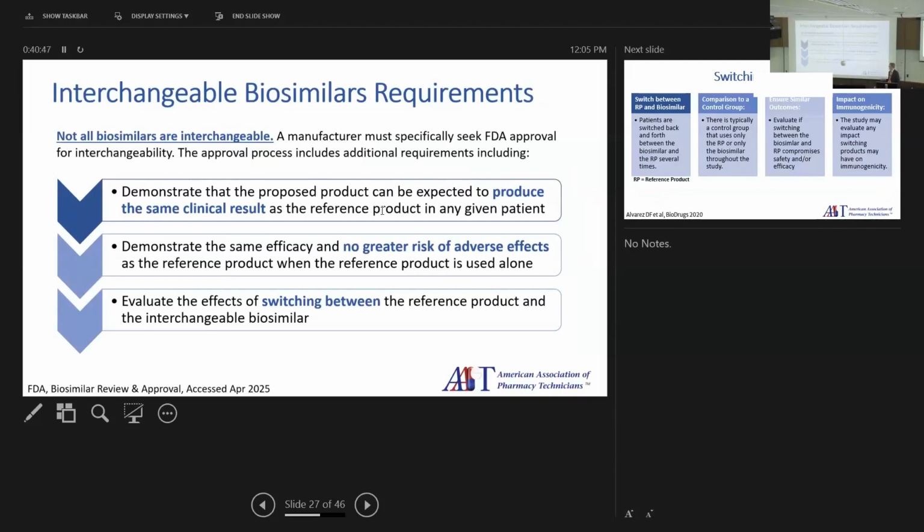They have to evaluate the effects of switching back and forth between the reference product and the interchangeable biosimilar, because they don't want a patient to be changed from their biologic reference product to a biosimilar without notifying a provider, them not to be monitored appropriately, and then to have a response. And so to be able to be interchanged without notifying a provider, they want to make sure that that's safe to do so in clinical studies beforehand.